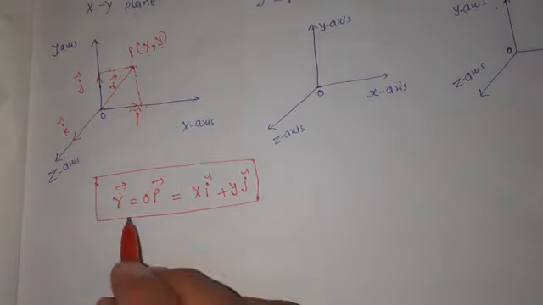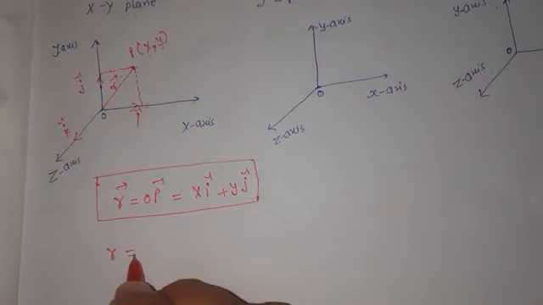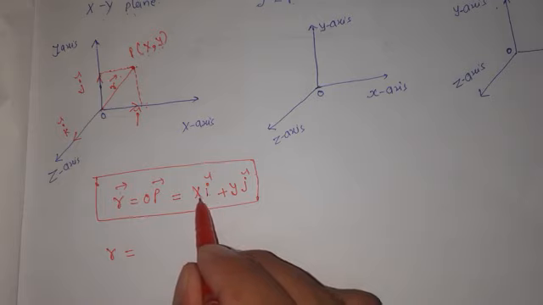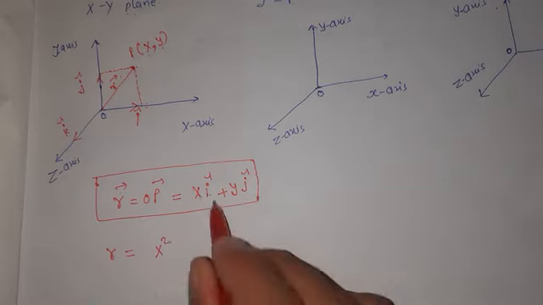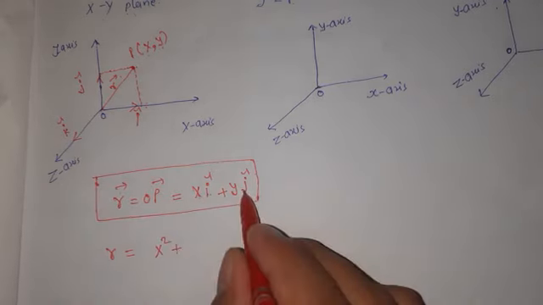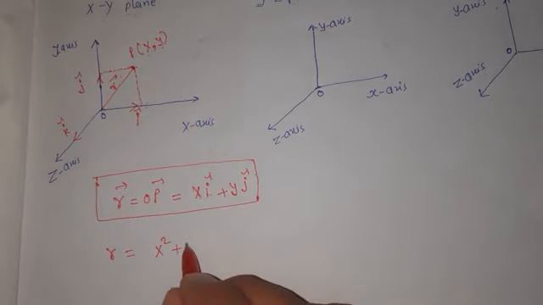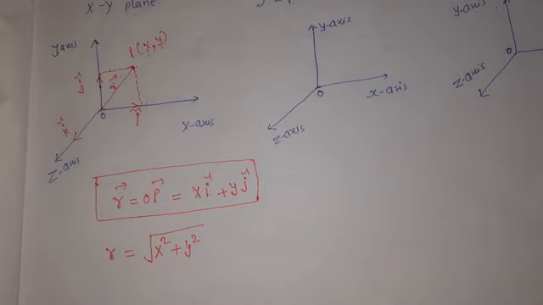Now the next thing: how will we write the magnitude of this? For the magnitude, you have to take the square of the term along with the i unit vector, plus the square of the term along with the j unit vector, and the whole under root. This is the magnitude of the given position vector.